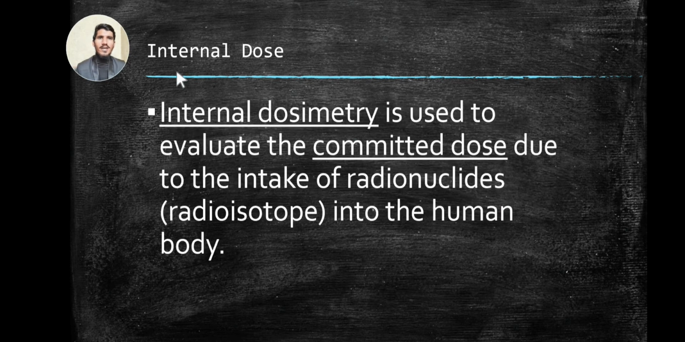The next thing we have is internal dosimetry. Internal dosimetry is used to evaluate the committed dose due to intake of radionuclides into the human body. We ingest or inhale the radioactive nuclide, and these radioactive nuclides, when present inside the body, can be a source of radiation. So this is all about internal dosimetry.